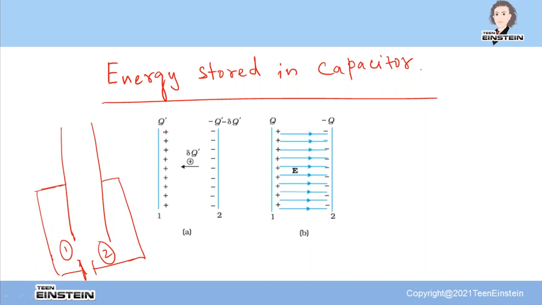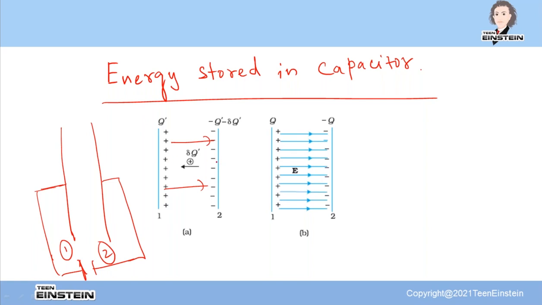Now what I'm doing: in this situation, when these two plates have q prime and minus q prime charge, there will obviously be an electric field like this. Now I'm taking delta q prime charge from conductor 2 and taking it to conductor 1. In this process, I am doing work against the electrostatic force.